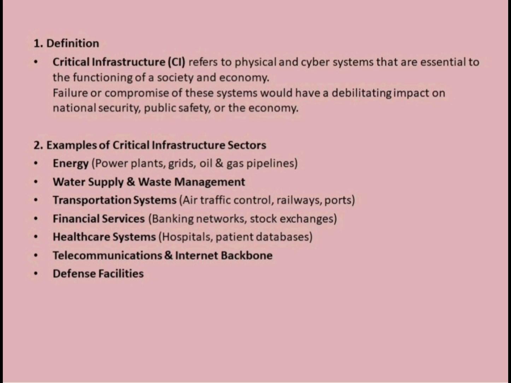In the energy sector, damage to a major power plant or electricity grid could lead to large-scale blackouts, affecting hospitals, industries, and homes. In the water supply sector, contamination or disruption of water pipelines could cause health crises and halt industrial production. Transportation systems, such as air traffic control, railways, and ports are vital for moving goods and people. If they fail, trade and travel can come to a standstill.